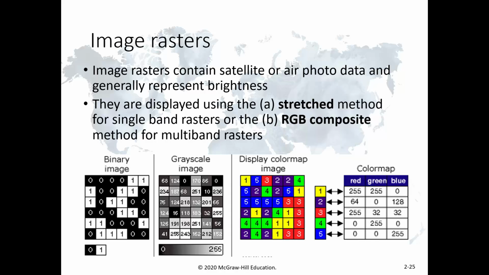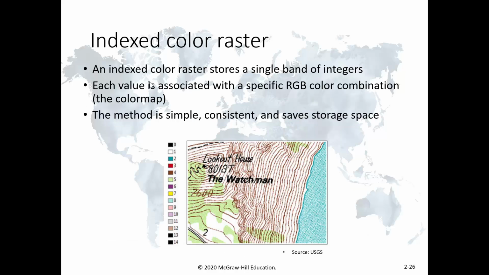So there is an alternate, and that is storing unique colors, or restricting the amount of color that can appear in an image. To save on storage space, we use an index color raster, which will attribute a specific color for each band. So each value is associated with a specific RGB color combination. We call this the color map. And this still allows us to have different colors being represented on a map, right?